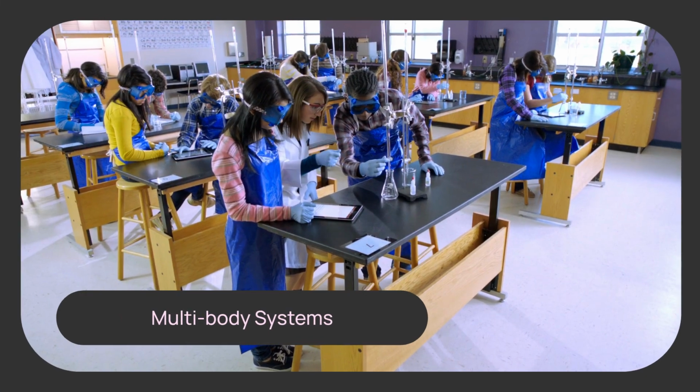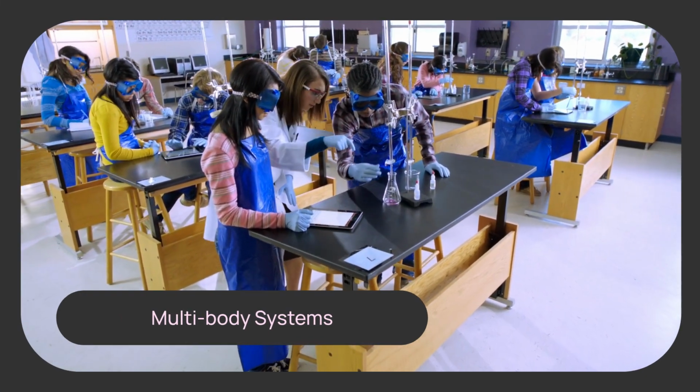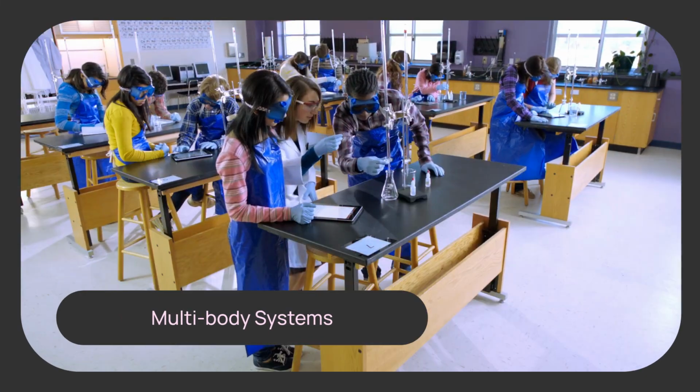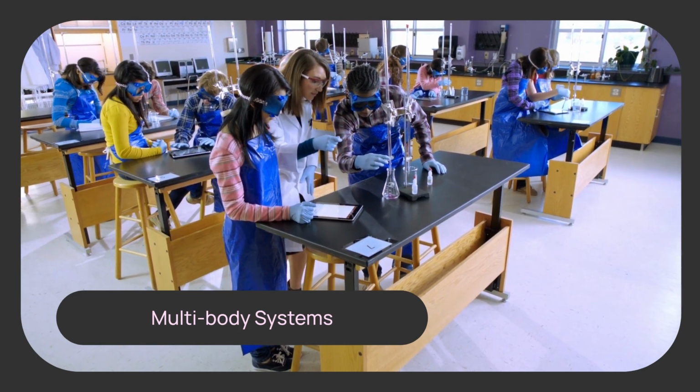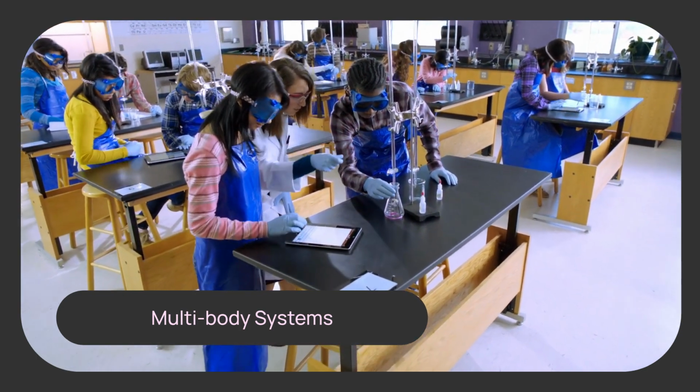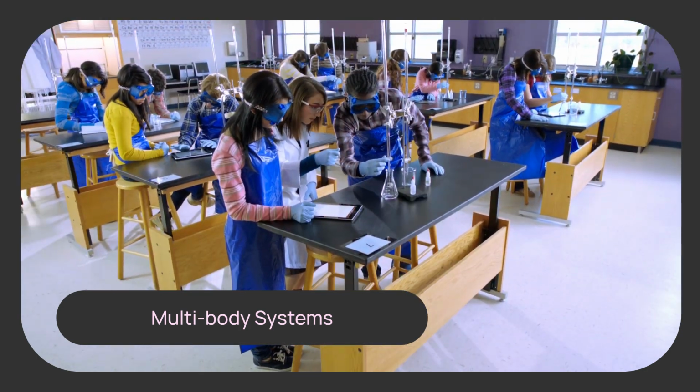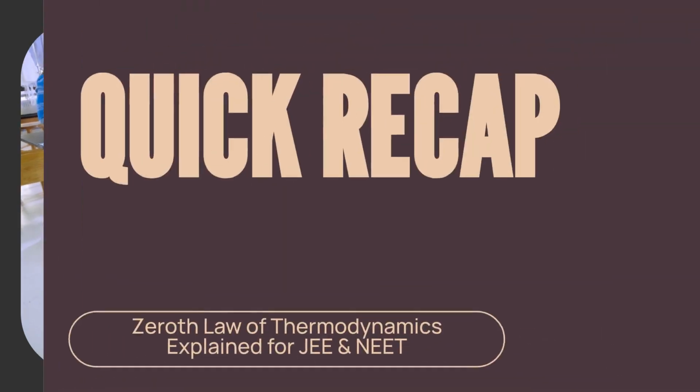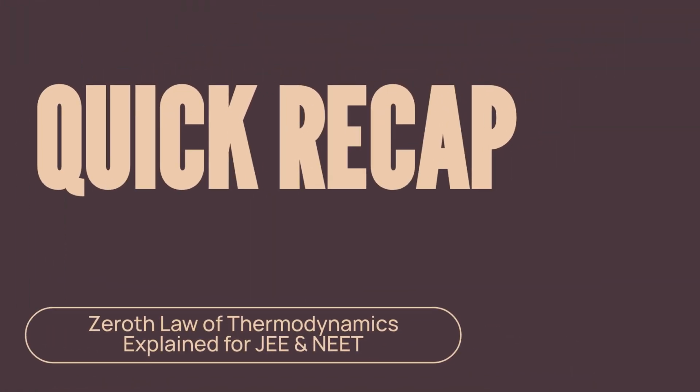In multi-body systems, if object A is in equilibrium with B and B is in equilibrium with C, you immediately know A is in equilibrium with C. This transitive property saves you time and steps in complex problems. To quickly recap, the Zeroth law defines thermal equilibrium and lays the groundwork for temperature. If A and C are in equilibrium, and B and C are in equilibrium, then A and B are in equilibrium. Remember this simple concept for your exams.